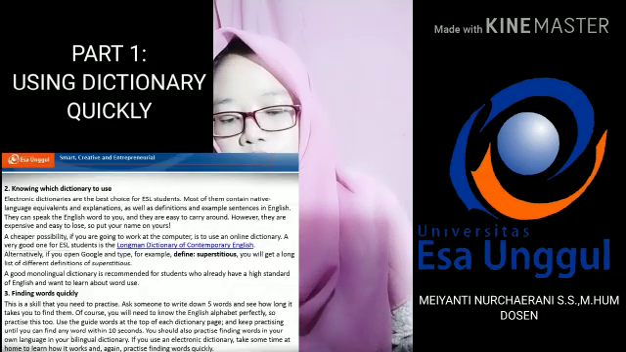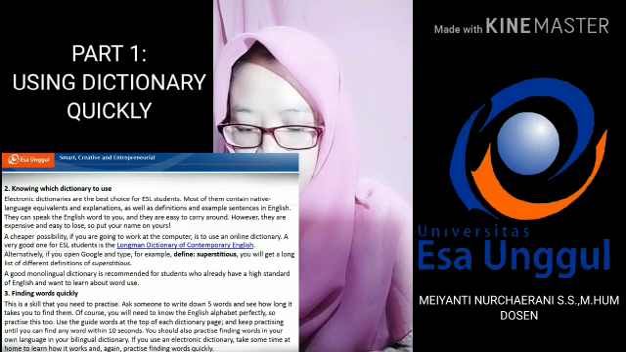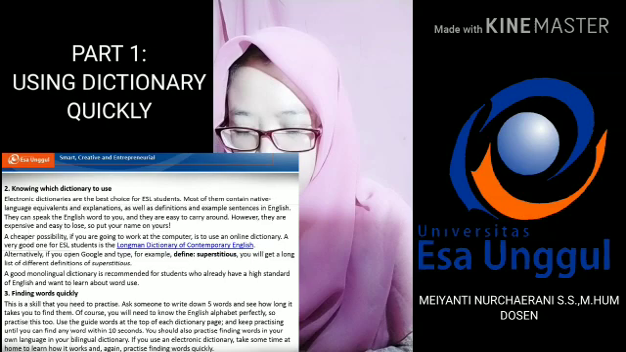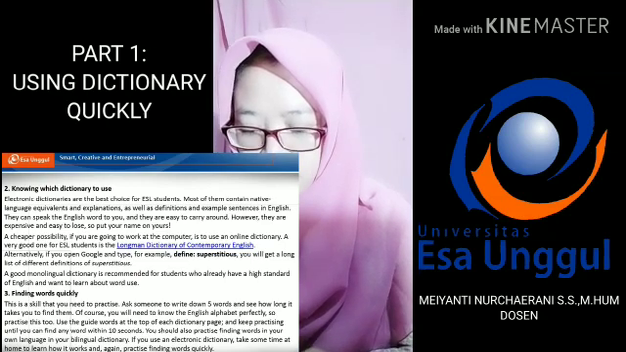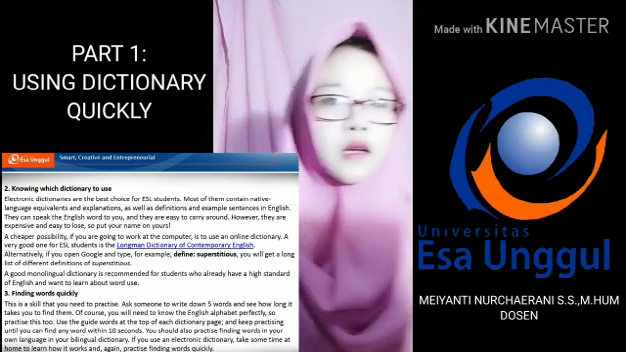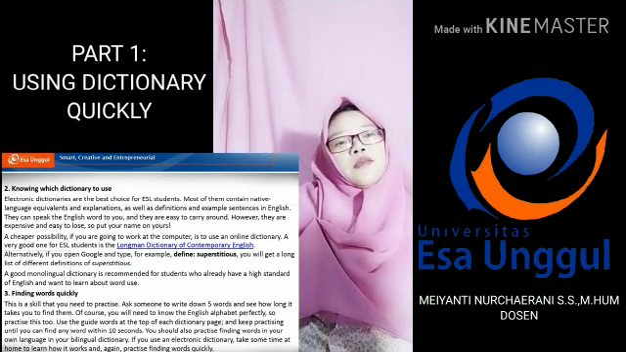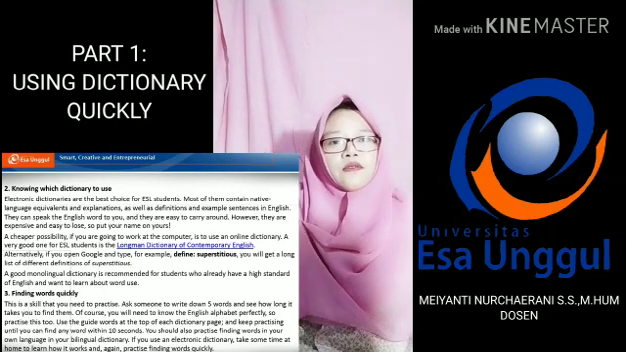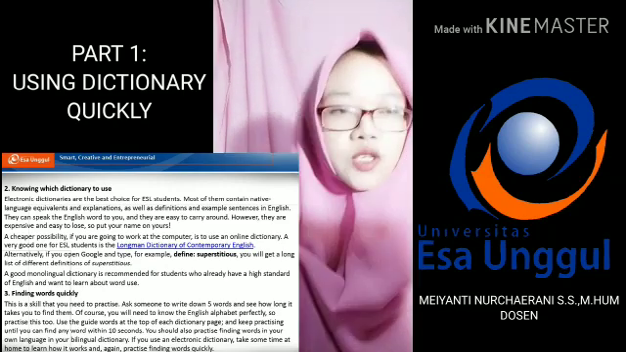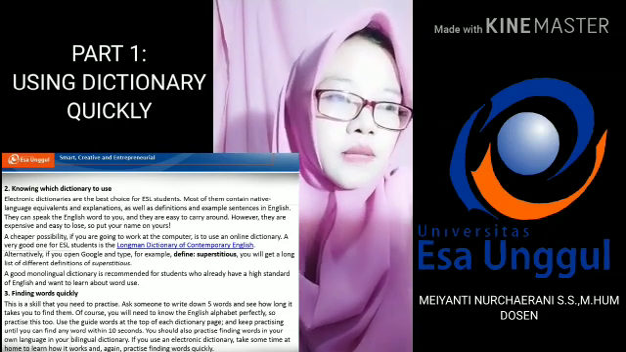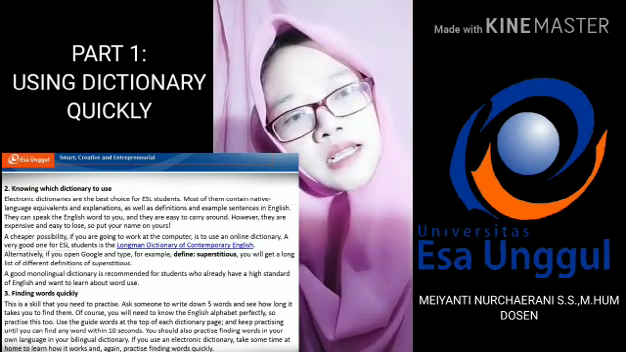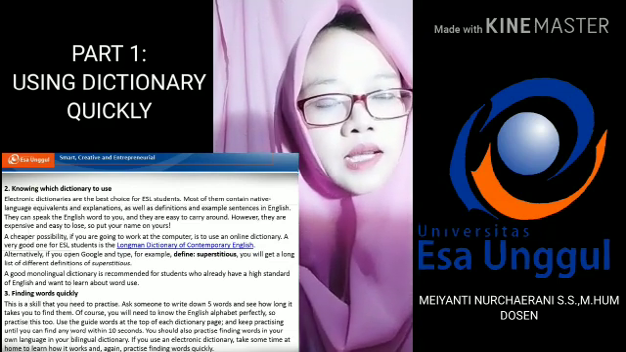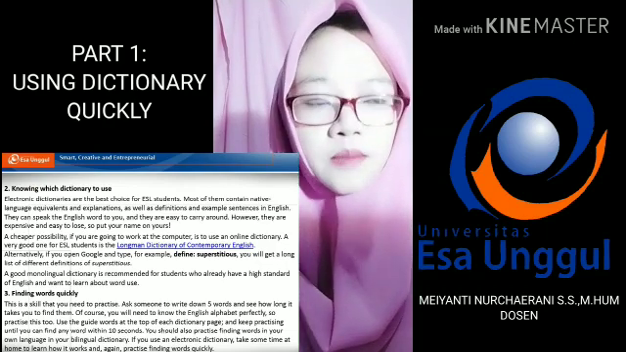Knowing which dictionary to use. Electronic dictionaries are the best choice for ESL students. Most of them contain native language equivalents and explanations, as well as definitions and example sentences in English. They can speak the English word to you, and they are easy to carry around. However, they are expensive and easy to lose, so put your name on yours.